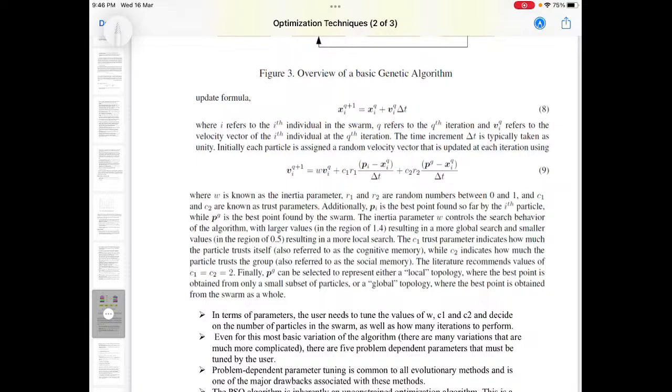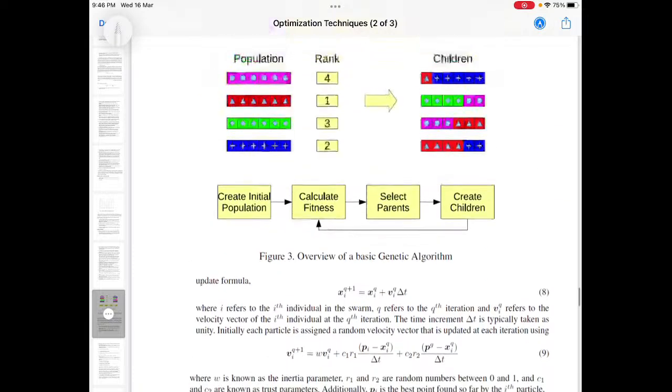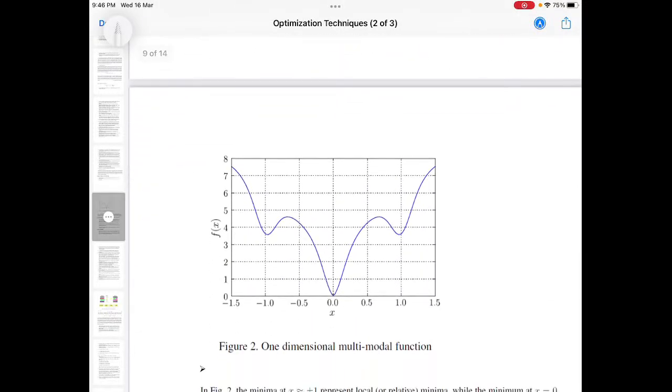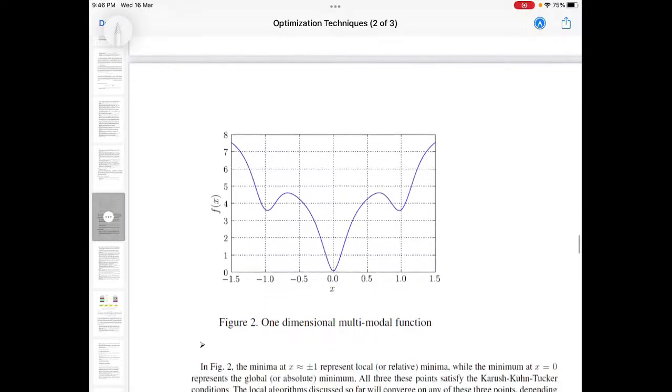The inertia parameter w controls the search behavior of the algorithm, with larger values resulting in a more global search and smaller values a more local search, in the region 0.5 to 1. So actually you can see the minimum and maximum values here: 0.5 and 1. This is the value 0.5, and here the value is 1.